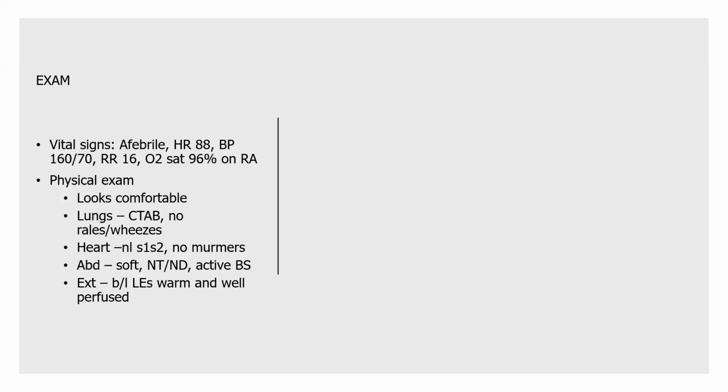So you go examine the patient. Vitals, a little bit hypertensive, 160/70, heart rate of 88. He looks comfortable now. Got that morphine, no longer has any chest pain. Lungs are clear, heart sounds are normal, you don't hear any murmurs, extremities are warm and well perfused. So now what do you want to do?